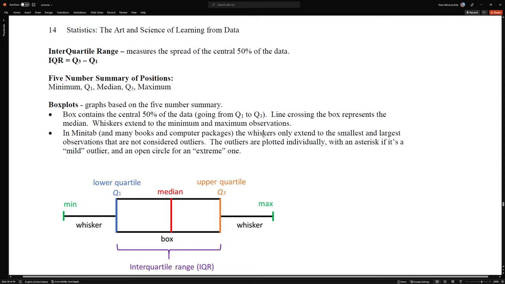So in Minitab, the software program, the whiskers, these two, extend to the smallest and largest observations that are not considered outliers. Outliers are like here, which are marked with an asterisk, a star in Minitab. So the whiskers are not covering the outliers, the extreme low and extreme high values in the graph.